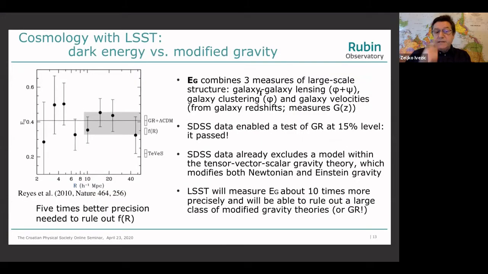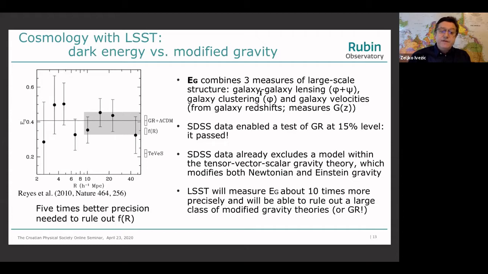But we already can illustrate how you would do it with the data. Indeed, there is a beautiful paper published about 10 years ago in Nature. It constructed a quantity they called EG that combined different measurements of the structure growth in the universe with measurements of the Hubble constant. And so then you can predict what the value of that measurement has to be within GR.